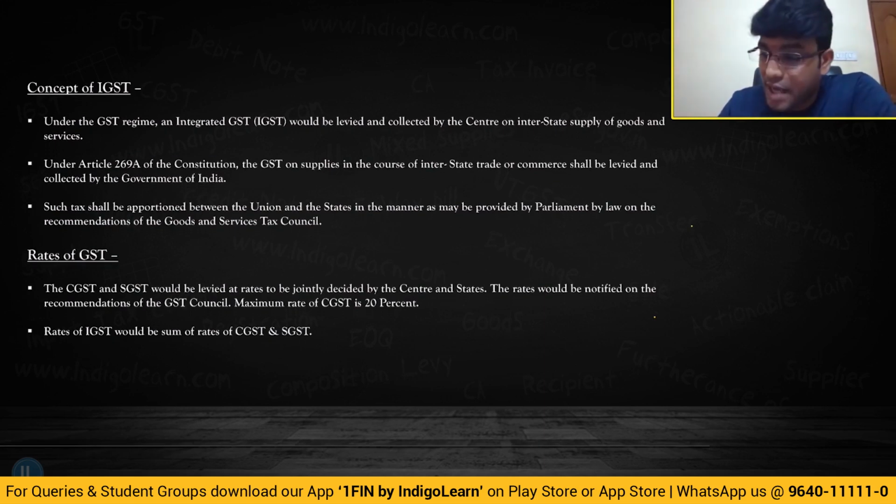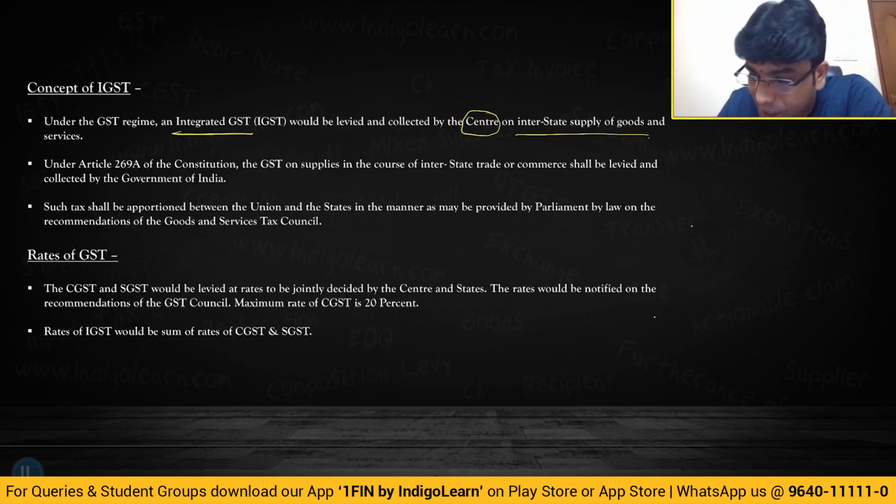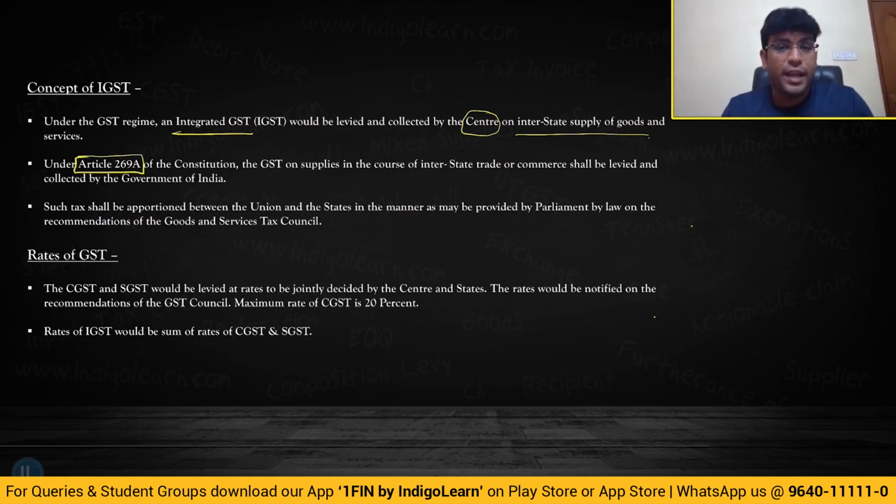As I was telling you, my dear friends, IGST would be levied and collected by the Centre on the interstate supply of goods. And as per Article 269A, I want you to remember this: Article 269A deals with IGST and Article 279A deals with the GST Council. Don't confuse yourself. Clear? I repeat again: Article 269A deals with the concept of IGST and Article 279A deals with the GST Council.